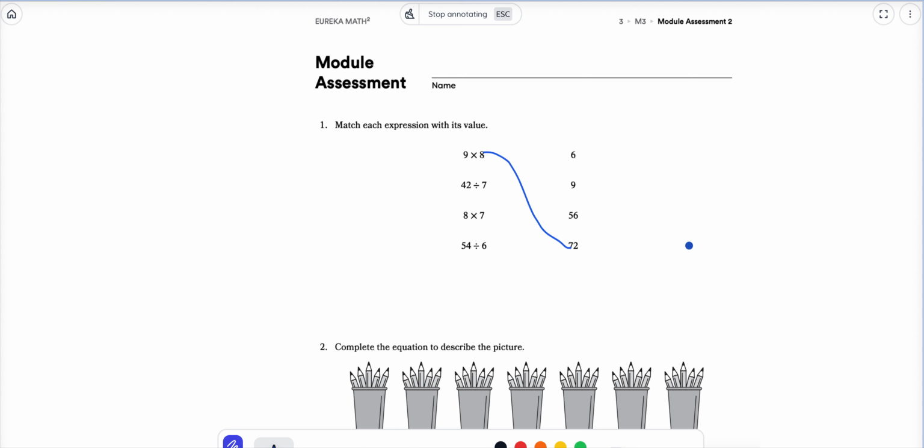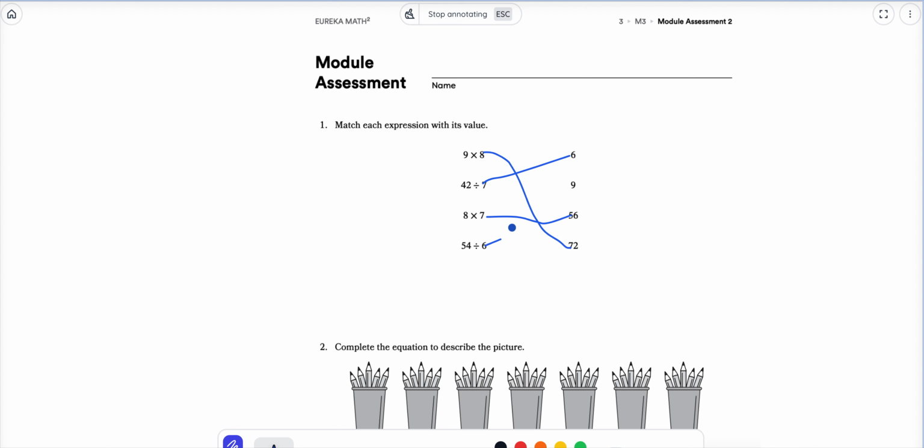What about 42 divided by 7? Victoria? Yes, sorry, I hesitated. Yes, because 7 times 6 equals 42, right? Yeah. Melanie, 8 times 7 is what? Yes, it's 56. And Juju, what is 54 divided by 6?